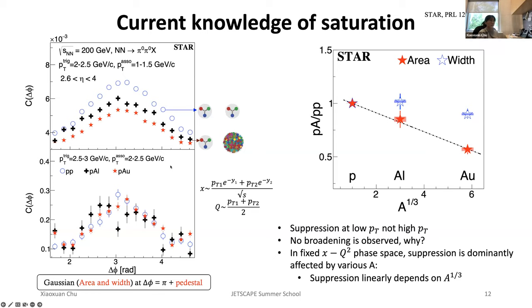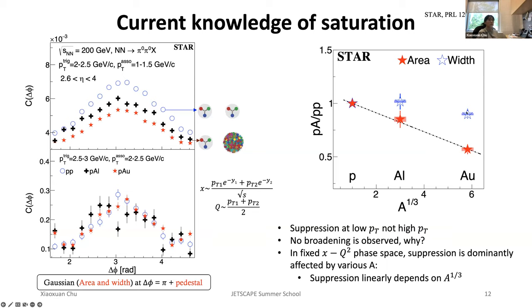How about the broadening? We extract the width of the correlation function in p+gold and p+aluminum, divide it by the width extracted from pp collisions, and check the ratio. We see that for p+aluminum, the ratio between p+aluminum and pp is almost one. So there is no broadening phenomenon observed in p+aluminum collisions.